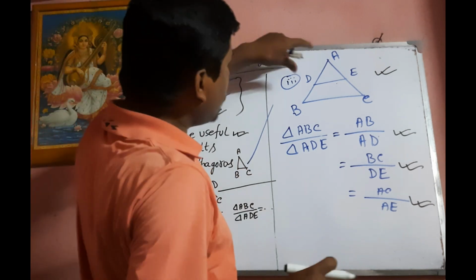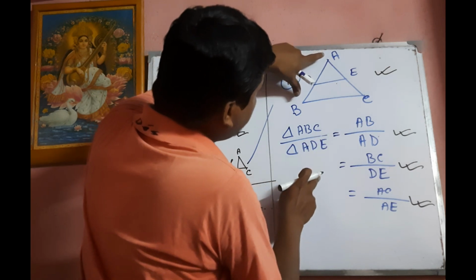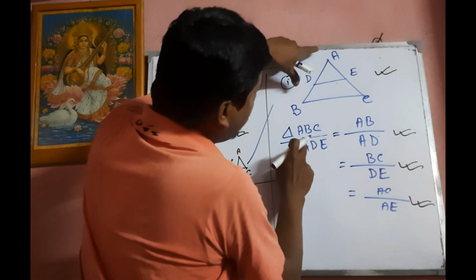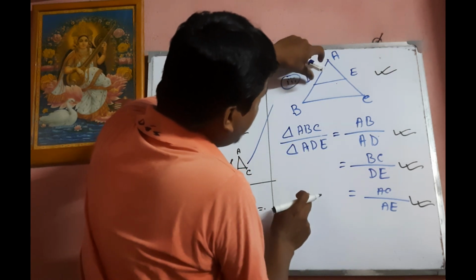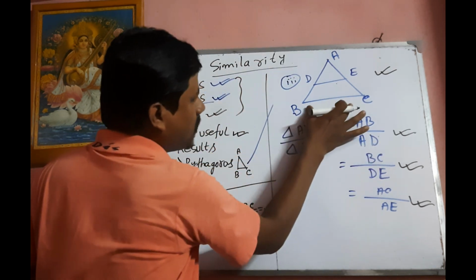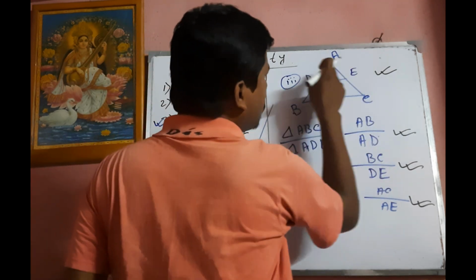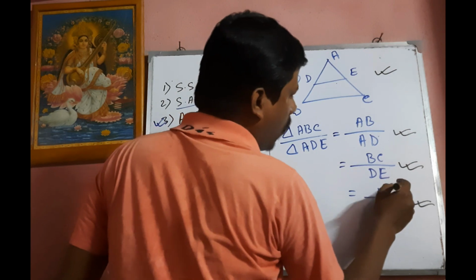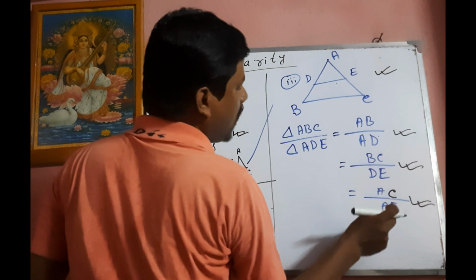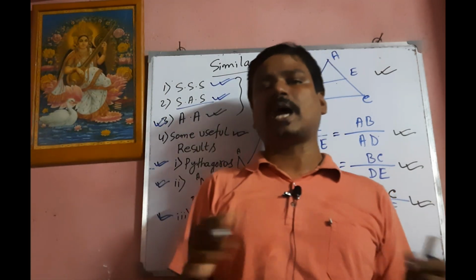That is, if we take the triangle ABC and the triangle ADE, at first the side AB for the bigger triangle ABC, and then the same direction side AD is there. Similarly, if we take BC, then the same direction side DE is there. And similarly, if we take AC as a side for the bigger triangle, then AE is the same direction side. This ratio is the same at all times.